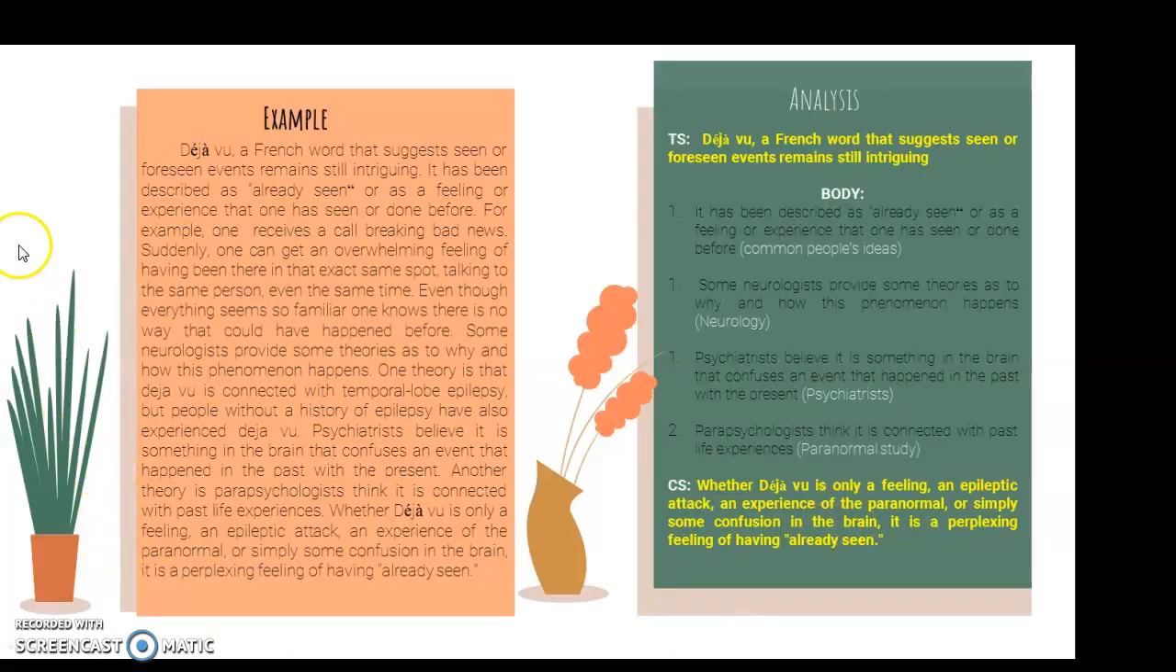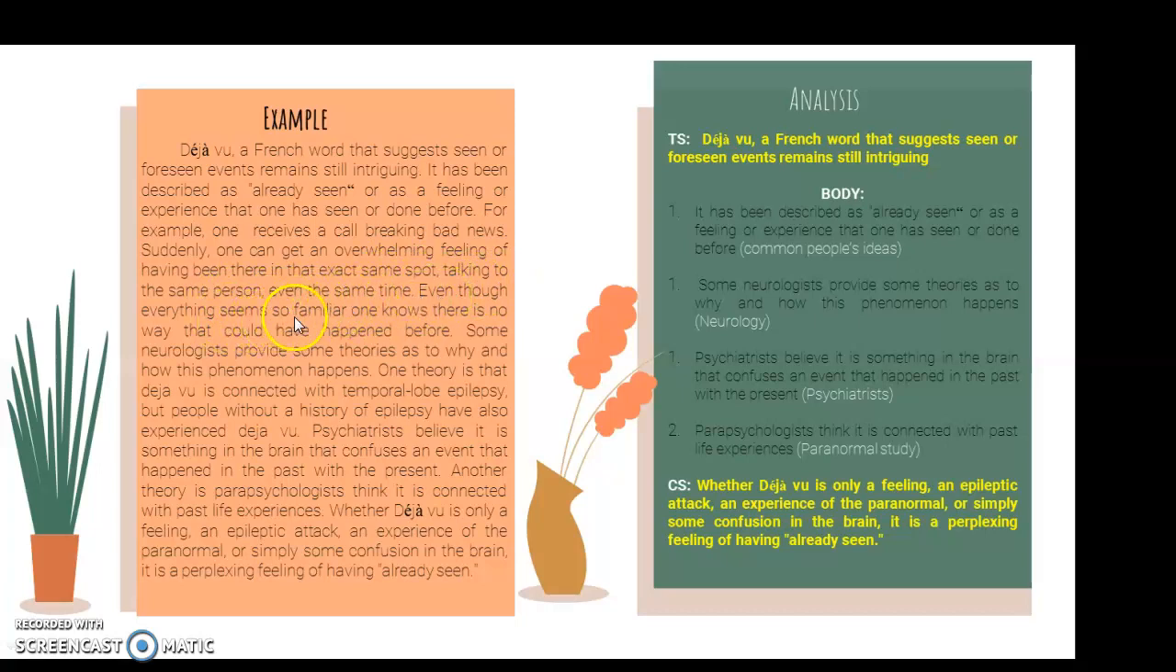Let me give you one example. Déjà vu, a French word that suggests seen or foreseen events, remains still intriguing. That is my topic sentence. What did I do in the body? It has been described as already seen, or as a feeling or experience that one has seen or done before. For example, one receives a call breaking bad news. Suddenly, one can get an overwhelming feeling of having been there in the exact same spot, talking to the same person, even at the same time.